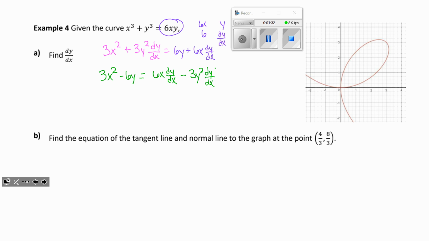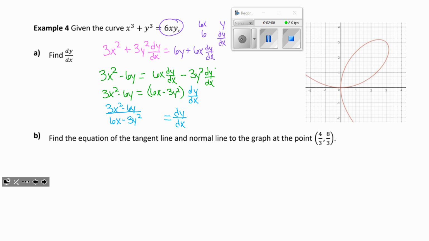Now we're going to factor a dy dx out. So it's going to look like this. 3x squared minus 6y equals 6x minus 3y squared, and then all of that, we're going to factor dy dx out. And so now all I have to do is divide off that 6x minus 3y squared, and I get dy dx equals 3x squared minus 6y over 6x minus 3y squared.